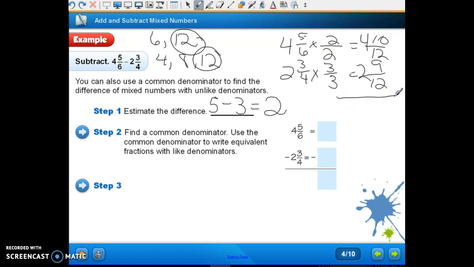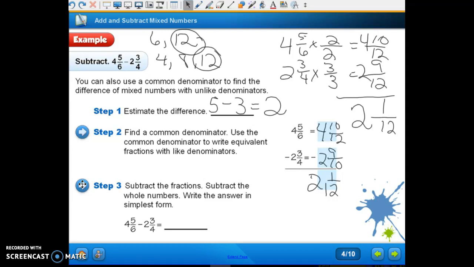Okay, here we go. 10 plus 9. Oops, we're subtracting, aren't we? 10 minus 9 is 1 twelfth. And 4 minus 2 is 2. So this became 4 and 10 twelfths. This became 2 and 9 twelfths. And we subtracted to get 2 and 1/12.